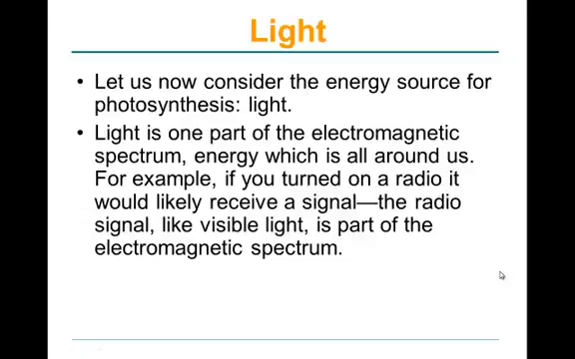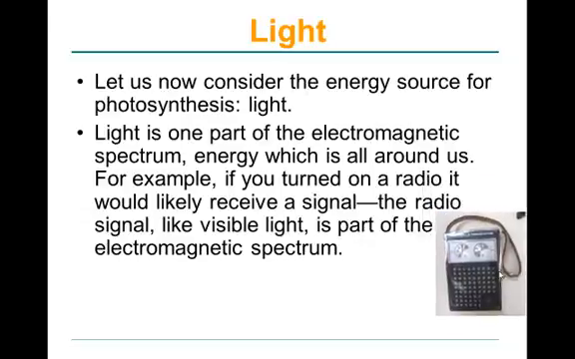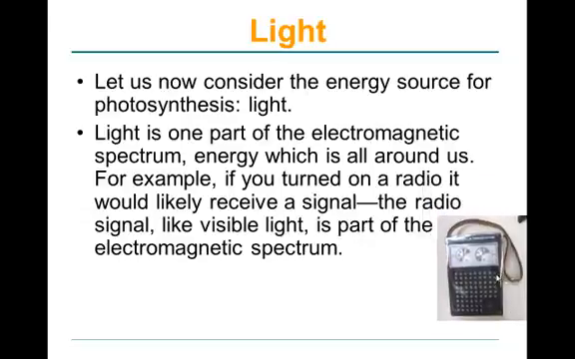electromagnetic spectrum. The electromagnetic spectrum is energy which is all around us. If you turned on a radio right now, it would likely receive a signal. And radio waves, like visible light, are part of this electromagnetic spectrum, which is energy that's all around us. This energy is in the form of waves. So it's energy in wave form.